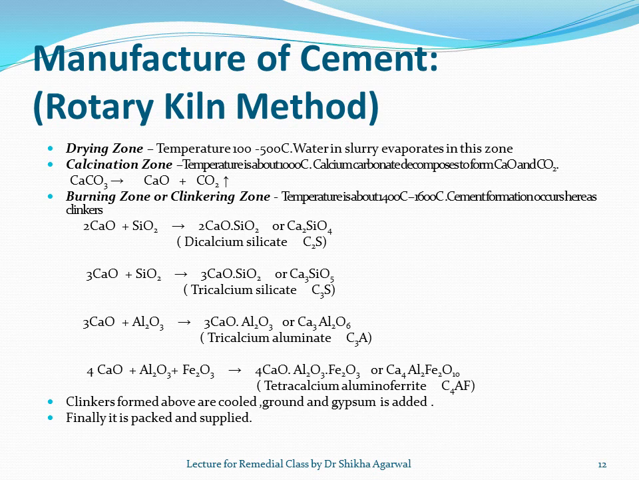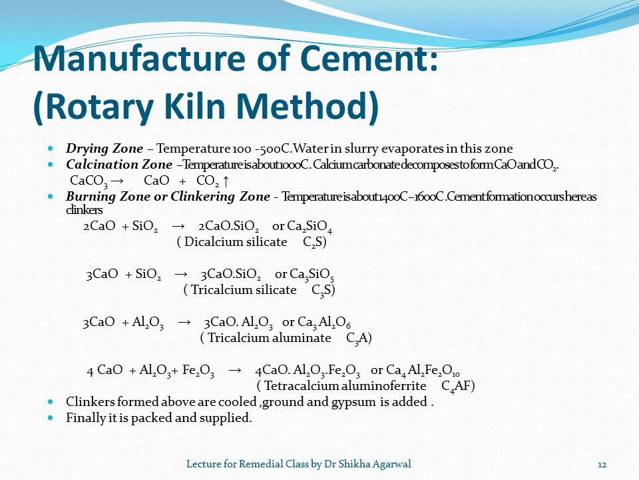Similarly, 3CaO plus Al2O3 gives you 3CaO·Al2O3, or Ca3Al2O6, that is tricalcium aluminate, or C3A. And the last product formed is 4CaO plus Al2O3 plus Fe2O3 giving you 4CaO·Al2O3·Fe2O3, or Ca4Al2Fe2O10, tetracalcium aluminoferrite, or C4AF.